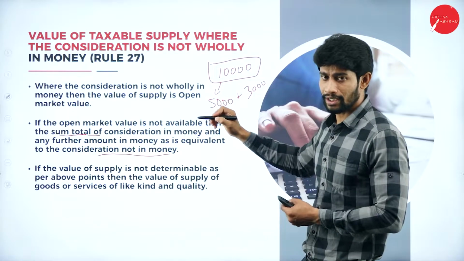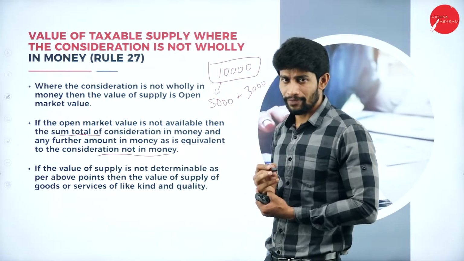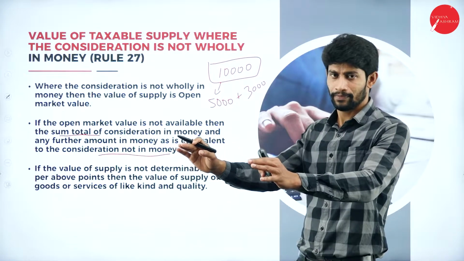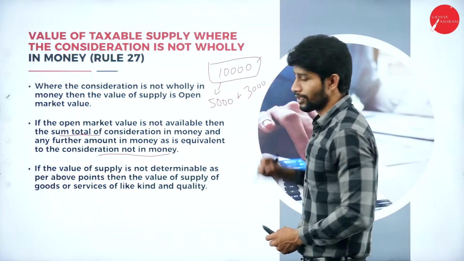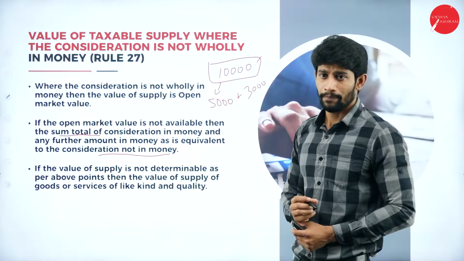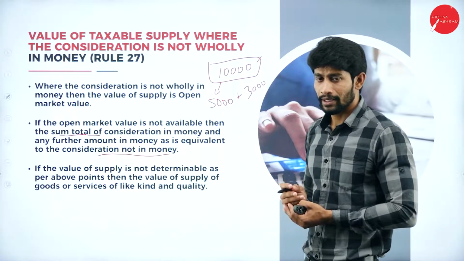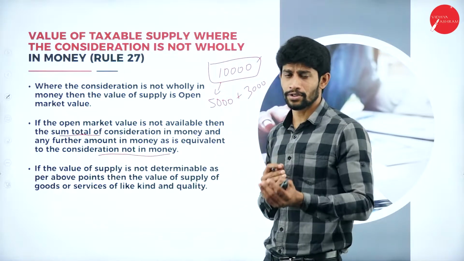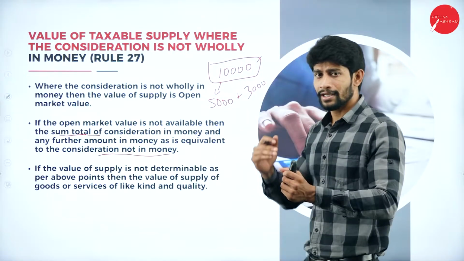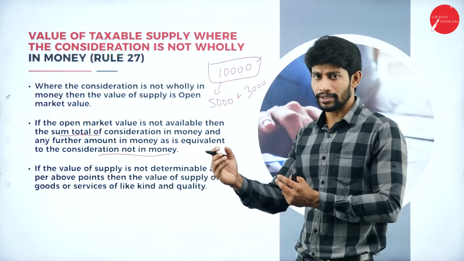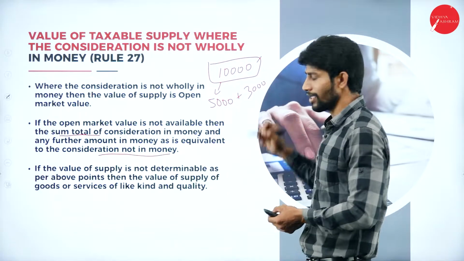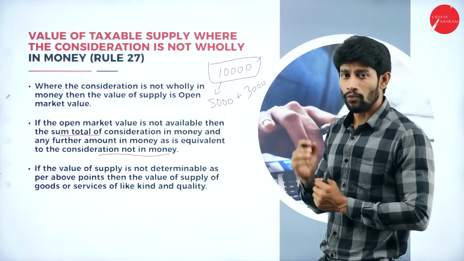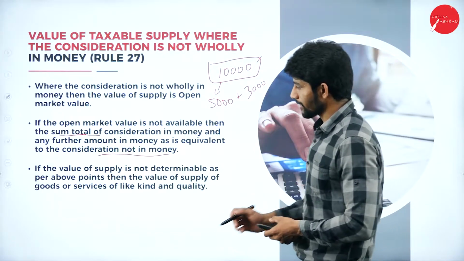So 5,000 plus 3,000 is going to be the taxable value of supply. In the first condition, if the open market value is available, say the camera value is 10,000, that is the open market value, so 10,000 will be the value of taxable supply. If the open market value is not available, but I am exchanging the old camera and paying 5,000 rupees, then 5,000 plus the value of the old camera, 3,000, makes 8,000. So 8,000 is going to be the value of taxable supply.